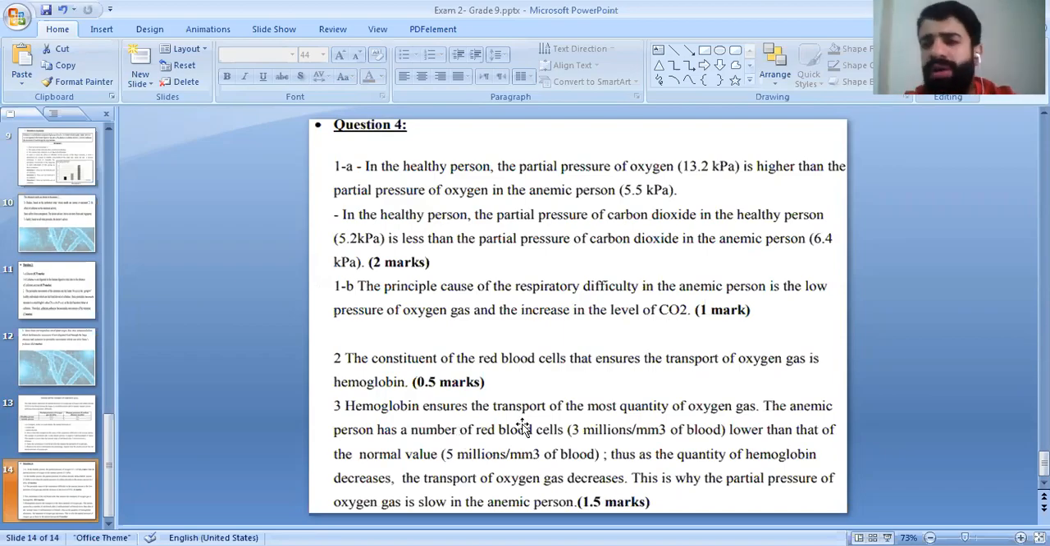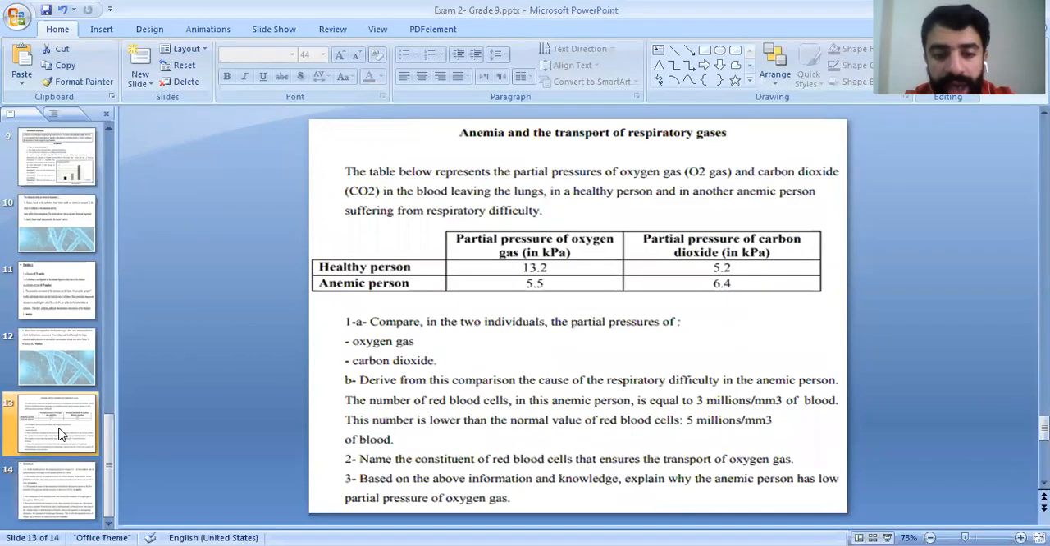What is the name of the constituent? You have to say only hemoglobin, which is worth about 0.5 marks. Only say hemoglobin. It is the constituent of the red blood cells that helps the transport of the respiratory gas, which is oxygen. They said in part 3, based on the above information and your knowledge.